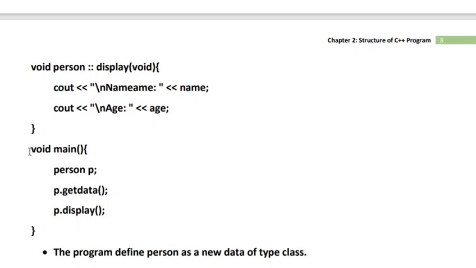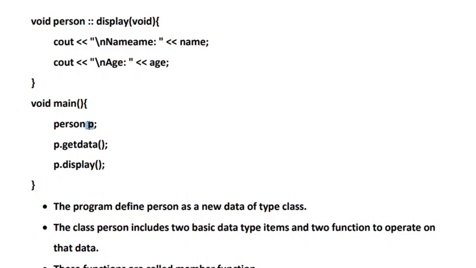Now just see in the main function what I've done is I have declared an object of type person. So P is the object of type person. That basically means with P there will be a name and age associated. Once it is declared as a variable of type person, P will have its own name and age. So that's why I've written P.getData.